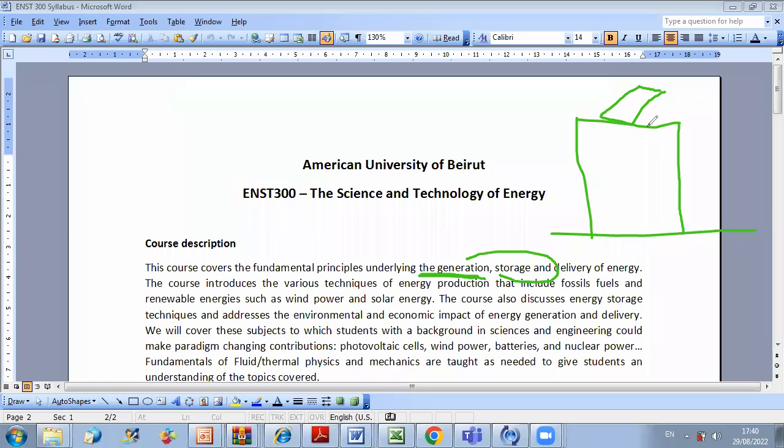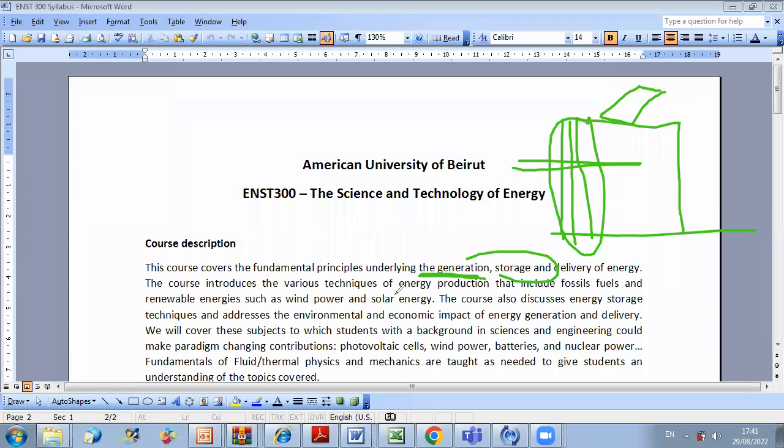So we can play with the building envelope, we can add several layers to reduce heat loss between the inner and outer space, etc. All of these techniques will also be discussed, because we need to not only generate energy, but also see how we can store it and how we can deliver it.